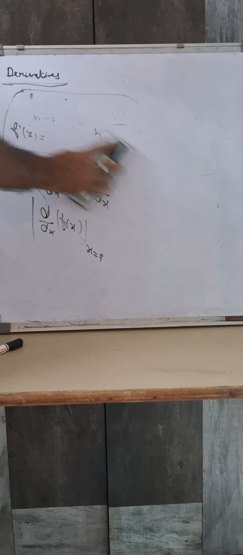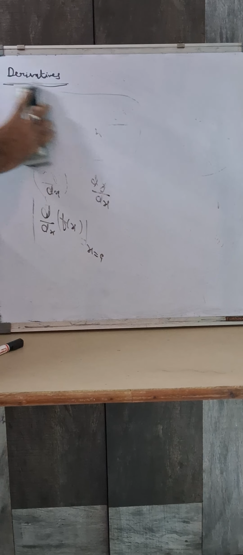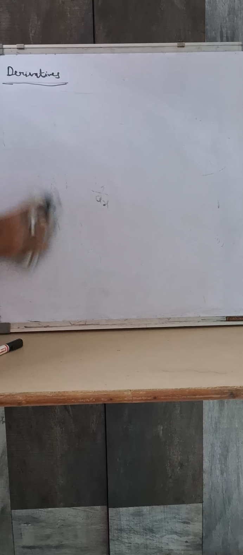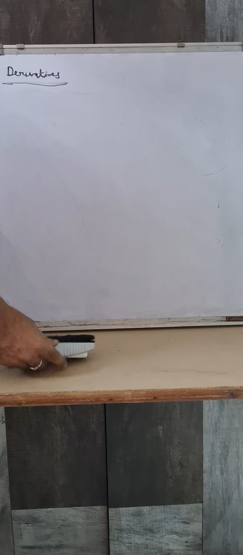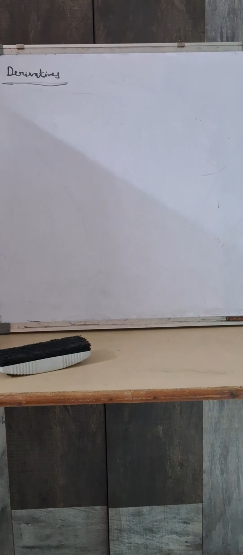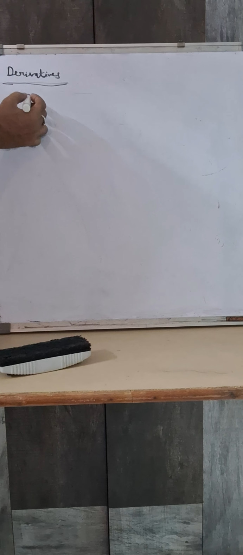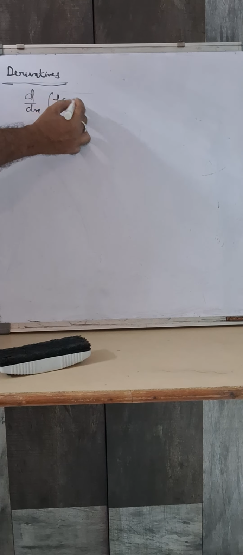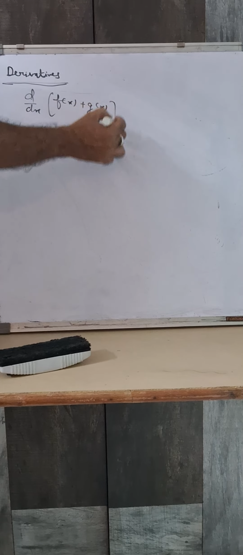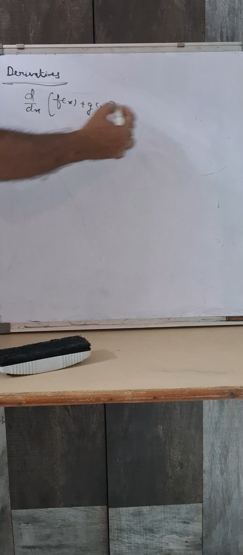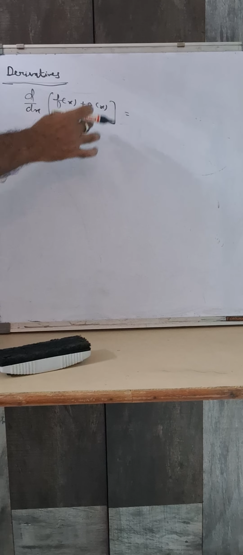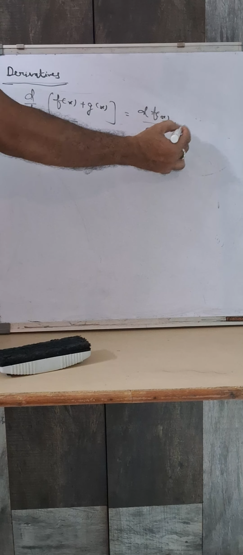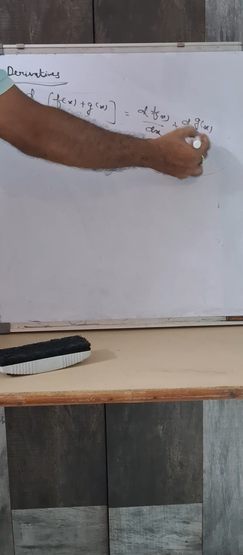Here are some properties of derivatives. If a function is written as a summation of two functions, then d upon dx of f(x) plus g(x) will be the derivative of the first plus the derivative of the second: df(x) upon dx plus dg(x) upon dx.